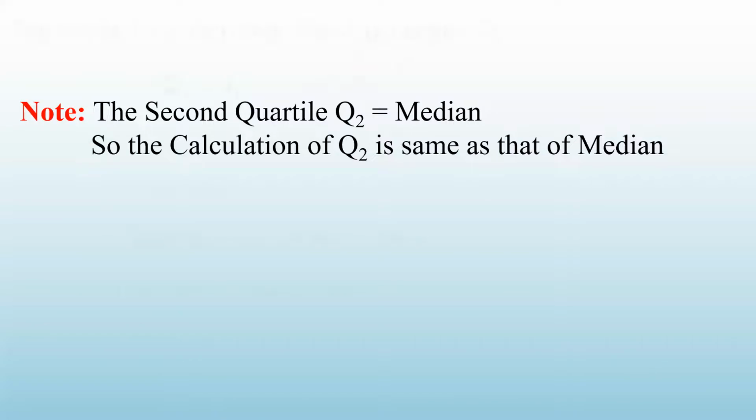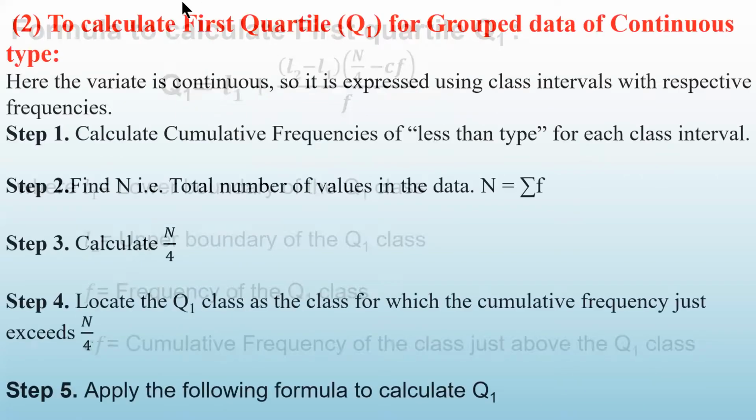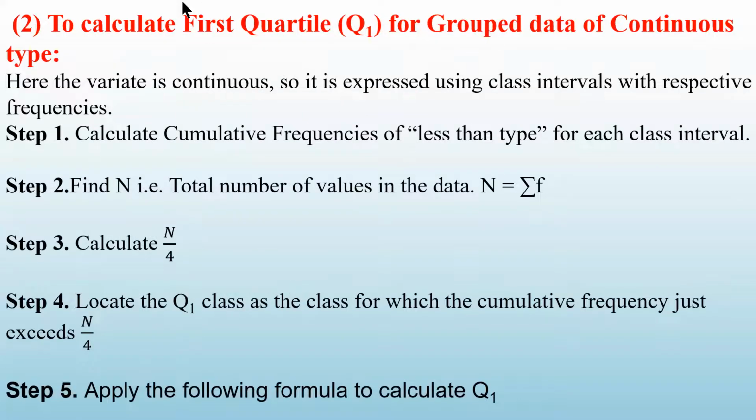So I'm giving you the step-by-step method for that. See here. Read this. To calculate first quartile Q1 for group data of continuous type. Now, what is the meaning of continuous? Here the variate is continuous, meaning it is expressed using class intervals with respective frequencies. Okay. Now, what are the steps to follow?